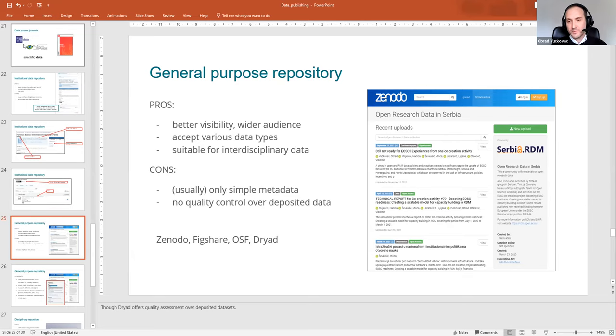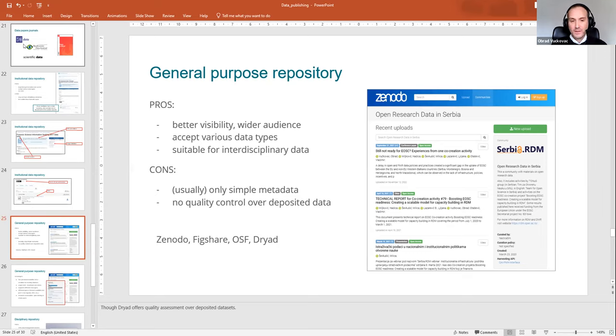What is not very good with that, they usually only provide simple or general metadata standards, like usually it is DataCite or Dublin Core. It can be difficult for some disciplines that generate much more metadata than can be provided here.